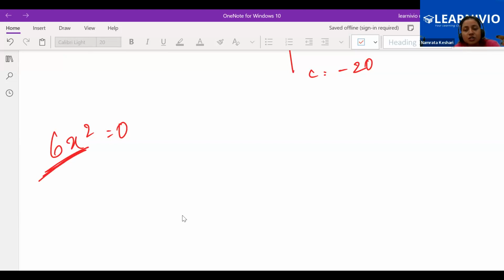On the other side, 0 is there, no 0 is there, doesn't matter. If an equality sign is there, it's an equation. And if degree 2 is there, the highest power of the variable is 2, it's quadratic. So 6x square is equal to 0 is a quadratic equation. Okay, if I write this now, can you tell me what is A, what is B, and what is C over here?